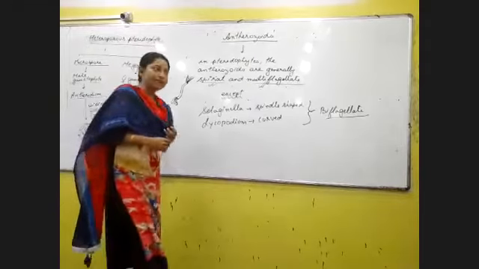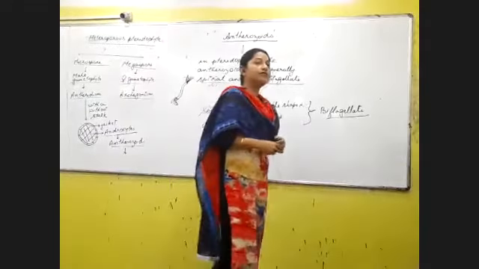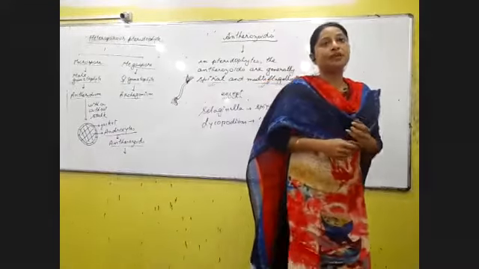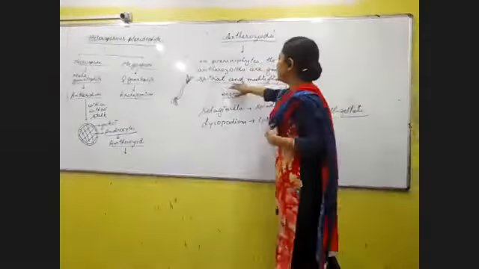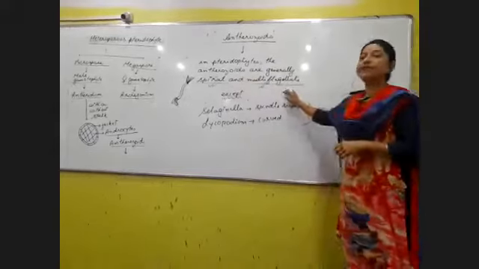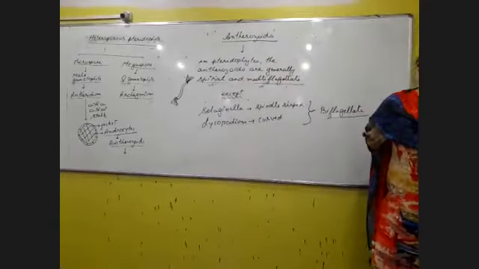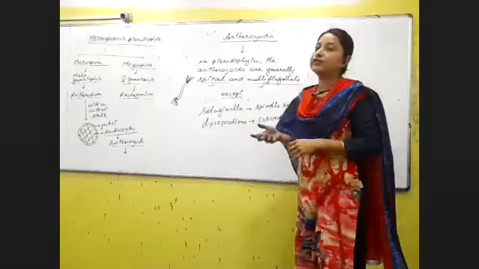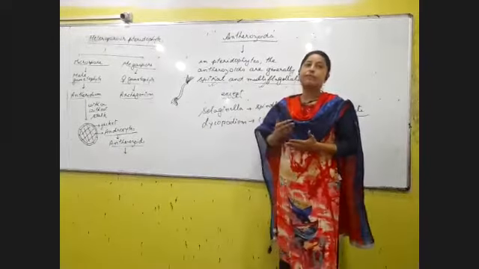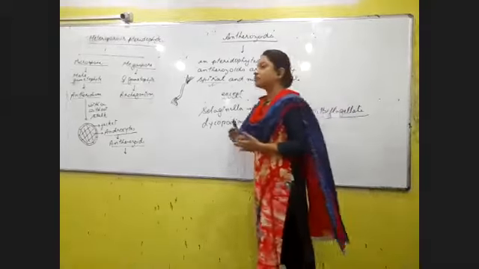Bryophytes, male gamete, shape and number of flagella. It was comma-shaped and biflagellate, right? But in case of pteridophytes, the word that we see is spiral and multiflagellate. So it will be a question, right? Spiral and multiflagellate male gametes are the characteristic of which group of plants? Comma-shaped and biflagellate male gametes are the characteristic of which group of plants?